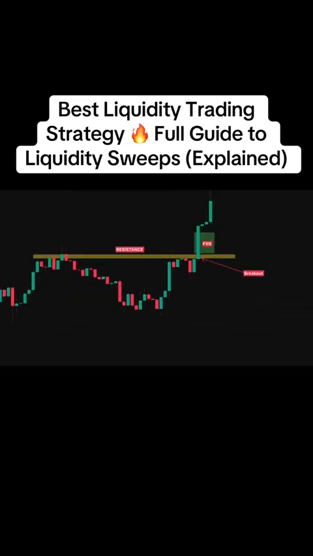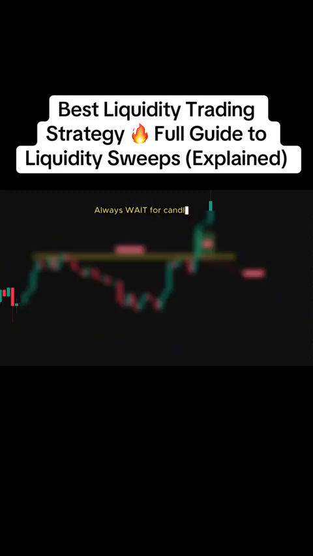Final summary: liquidity sweep equals price hunting stop losses to create liquidity for institutions. Fake breakouts trap both buyers and sellers. Always wait for candle closes. Check wick behavior. Confirm with FVG. Use multiple time frames. And in crypto, watch liquidation heat maps. Institutions always need your stop losses to fill their orders. If you understand this, you stop being the target and start trading with the smart money.